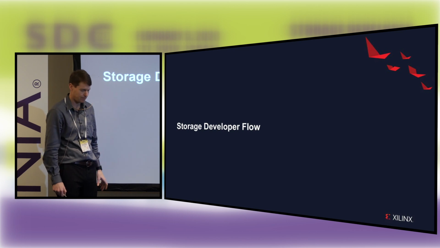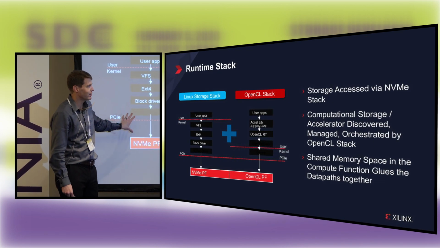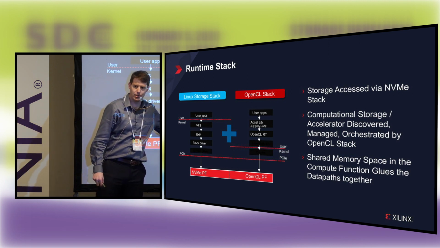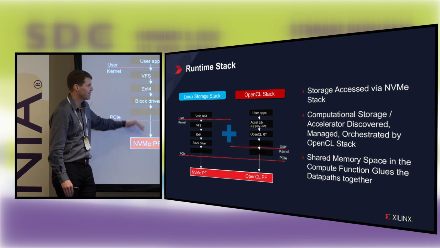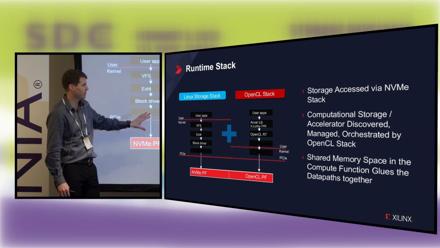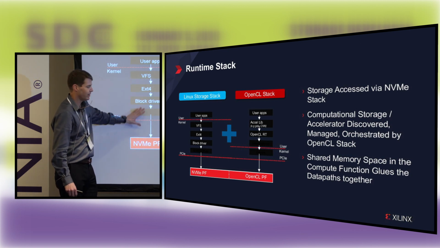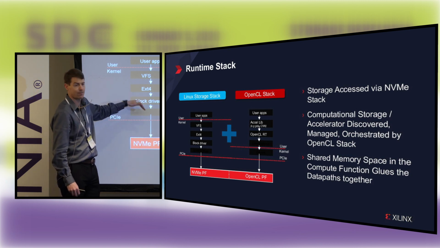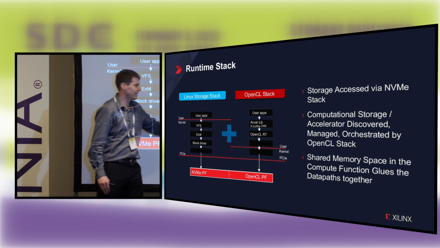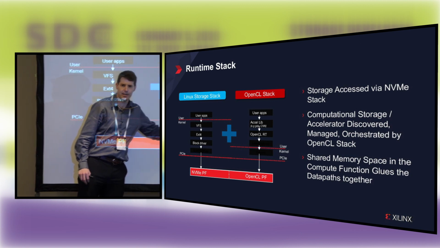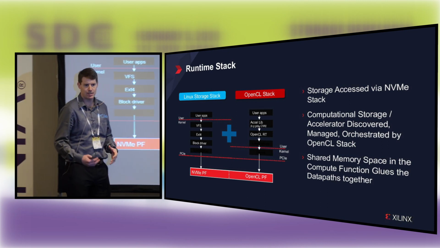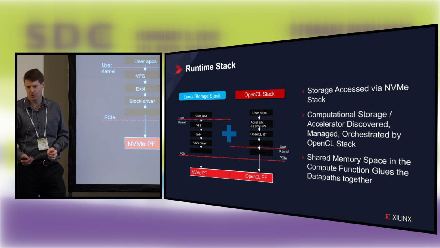So the way that we are exposing computational storage is we actually present two physical functions, and I want to explain this in a little bit more detail. We have the standard NVMe presentation, standard file system, and so on, and we're leveraging a technique that was developed by the Khronos Group, an API called OpenCL. And OpenCL is about 10 years old at this point.